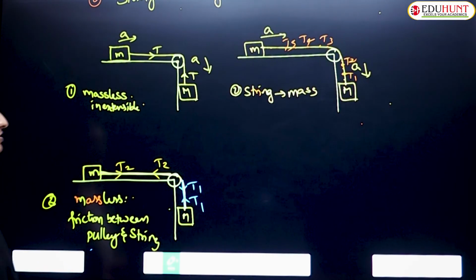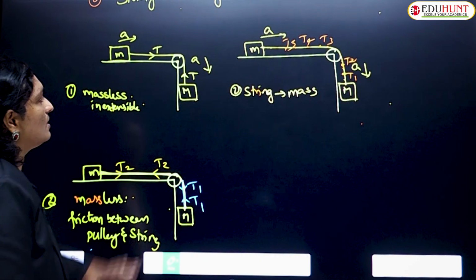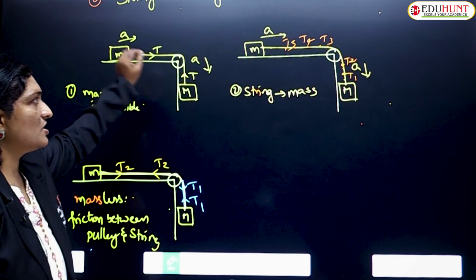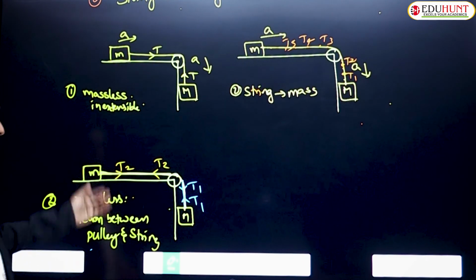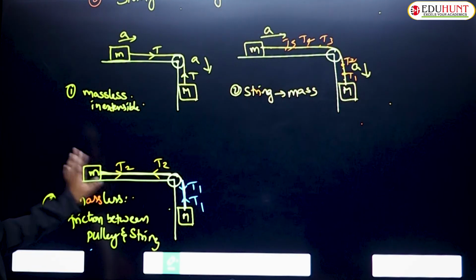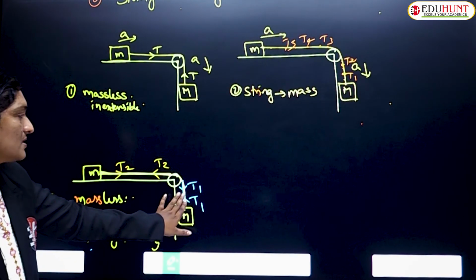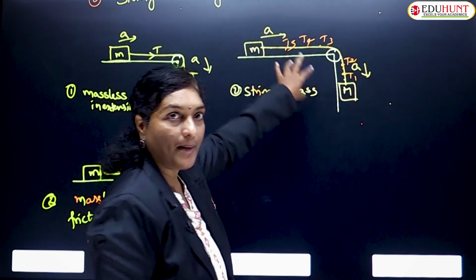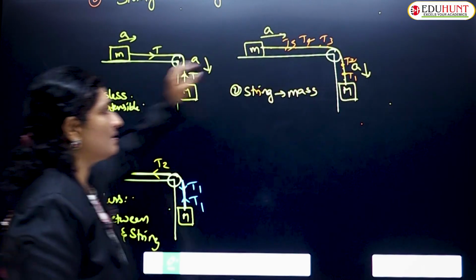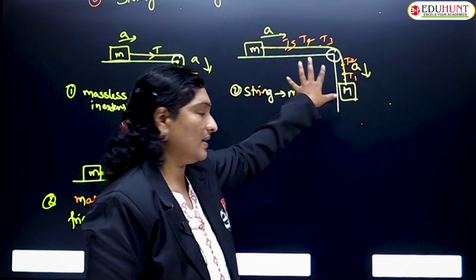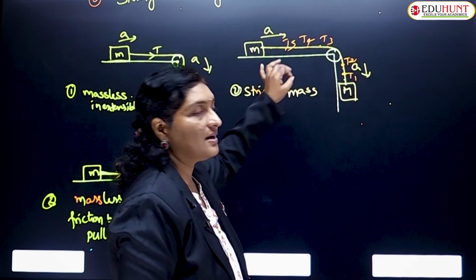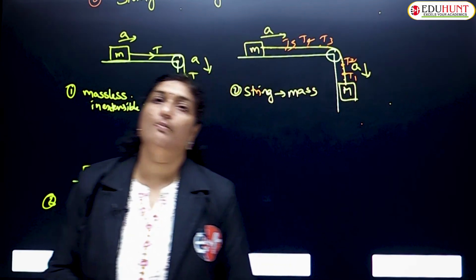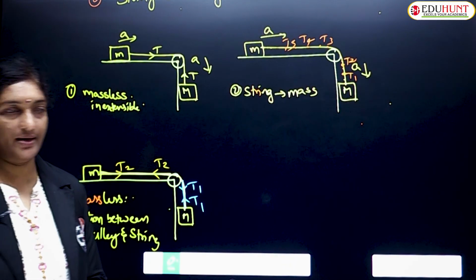So these are the three things you need to remember properly, children. Massless and inextensible: same acceleration, same tension. Massless but friction between the pulley and the string: then the tension in one portion of the string is different from the other portion. String having mass: these two examples are massless strings and this is an example of a string with mass. So whenever you consider a string having some mass, you need to remember that the tension at different positions of the string will be different.